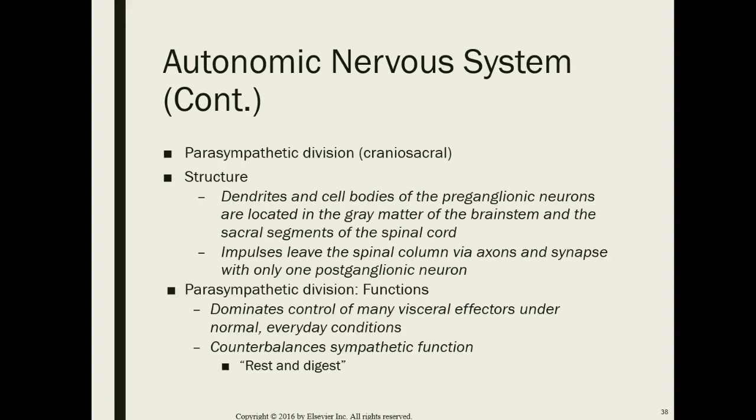So the parasympathetic is going to be the craniosacral division. So the dendrites and cell bodies of the preganglionic neurons are found in the gray matter of the brainstem and the sacral segments of the spinal cord. These impulses are going to leave the spinal column and then synapse with only one postganglionic neuron.